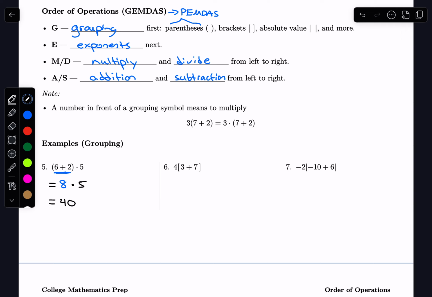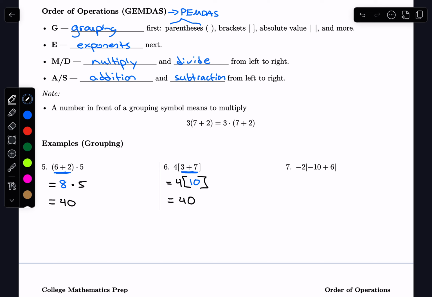All right, number 6, we have 4 up against some brackets and then 3 plus 7 inside. So the first thing we do is the grouping symbols. Inside here, we have 3 plus 7, which is 10. The rest of the problem is this 4 out in front and that 10 still in brackets. Now we don't have any more grouping. We don't have any exponents, but we do have multiplication because a 4 up against brackets means to multiply. So 4 times 10 here gives us 40.